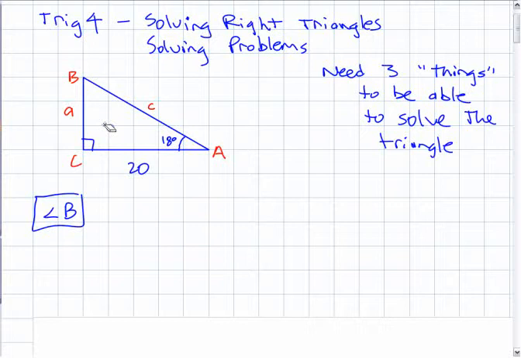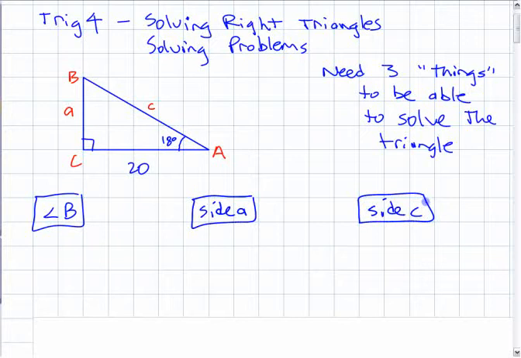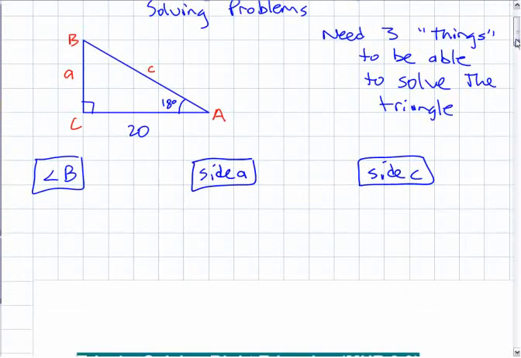I'm going to use those small letters there. So you need to find three things here. You need to find angle B, you need to find side a, and you need to find side c. That's what it means to solve a triangle, to find all those missing things. Which one of those things is going to be the easiest to find? What do you think? Angle B is the easiest in this case.